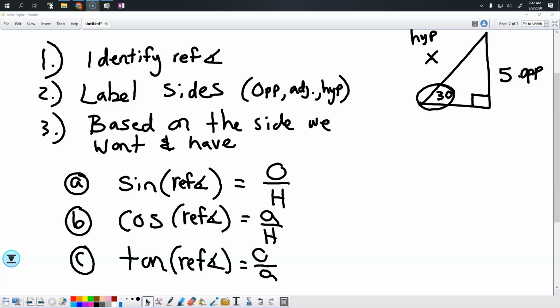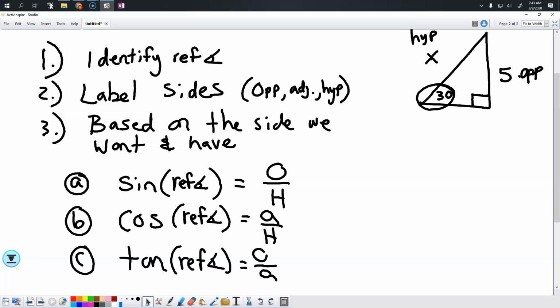So identify your reference angle. You can't do the next step unless you do that, right? Because how you label those sides depends on what angle is your reference angle. So identify your reference angle, then label your sides, opposite, adjacent. And once again, I recommend only doing the 2 that you care about, the one you want and the one you have.